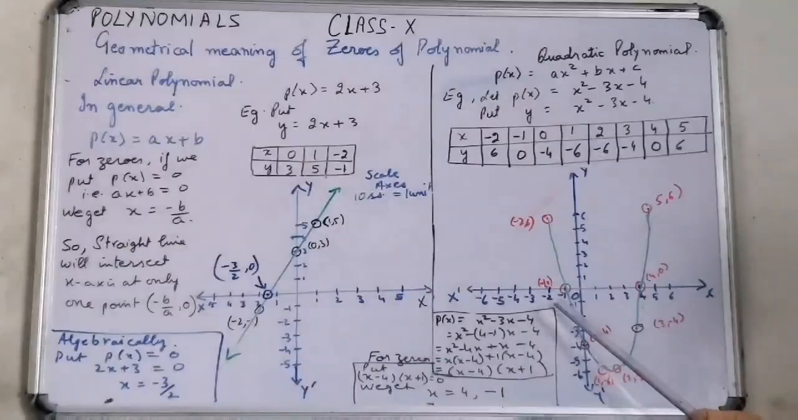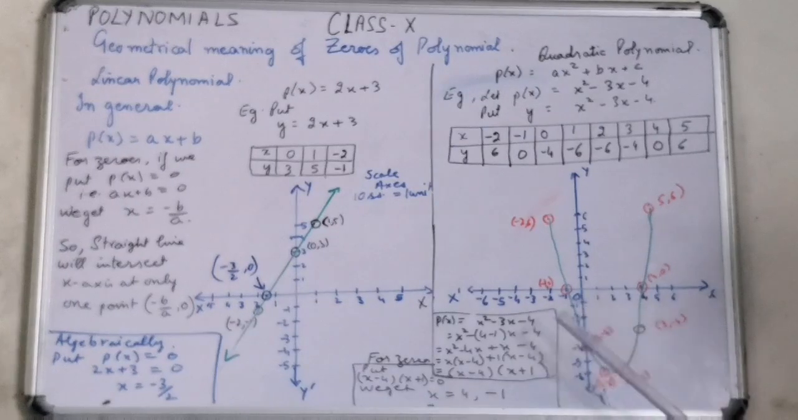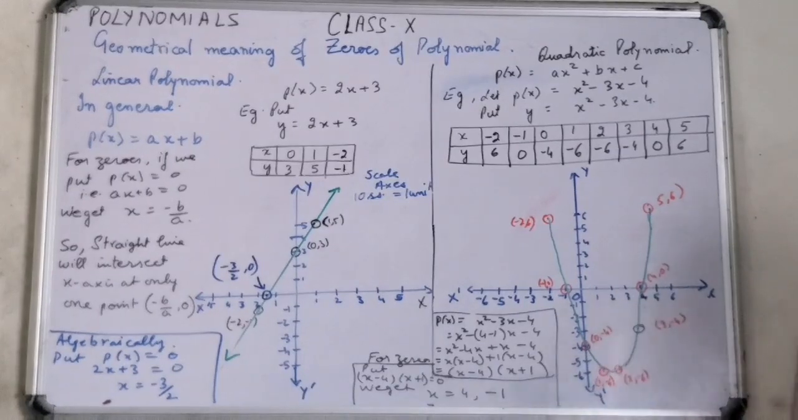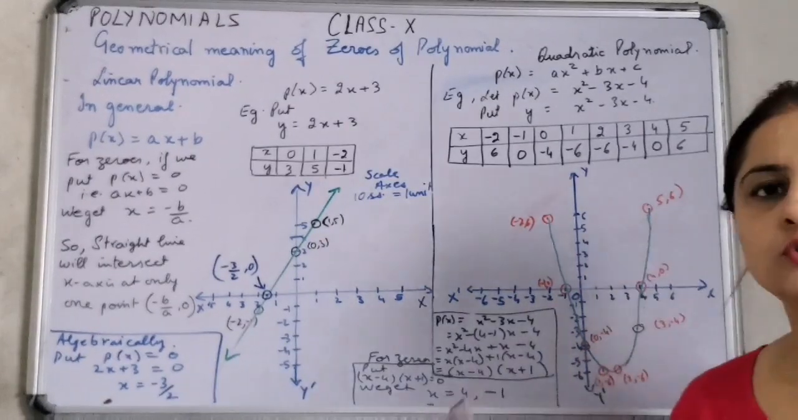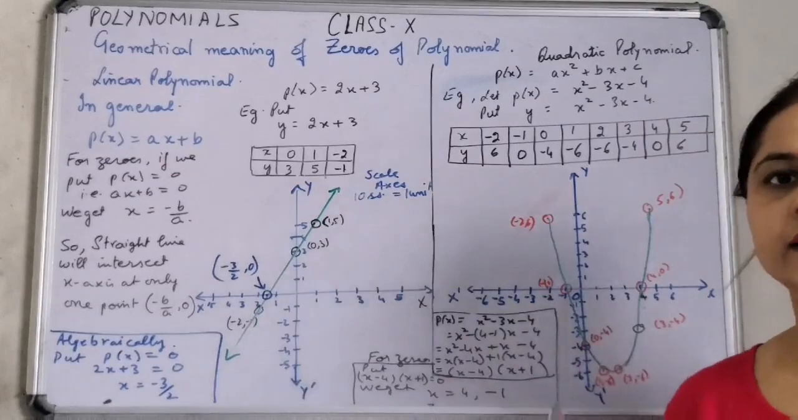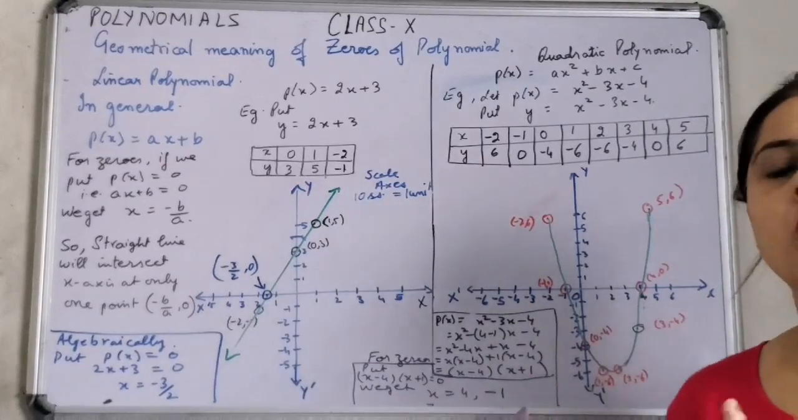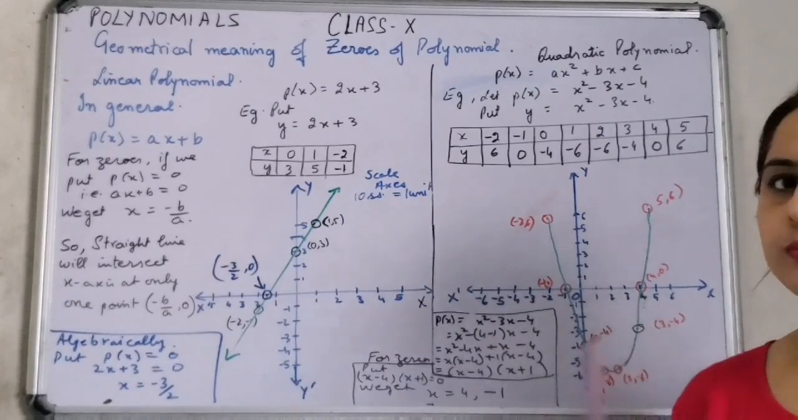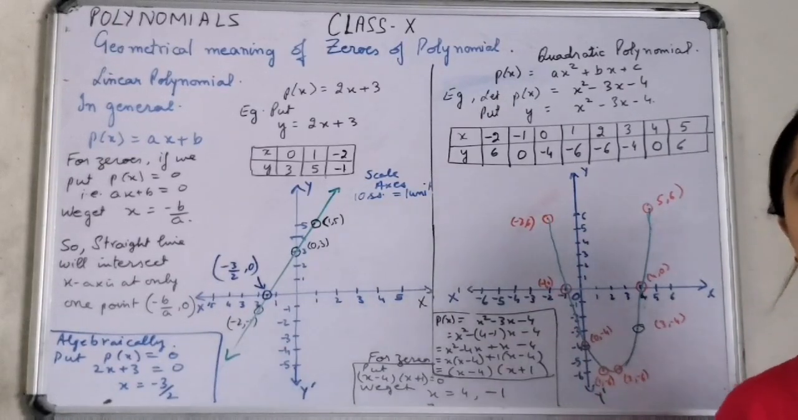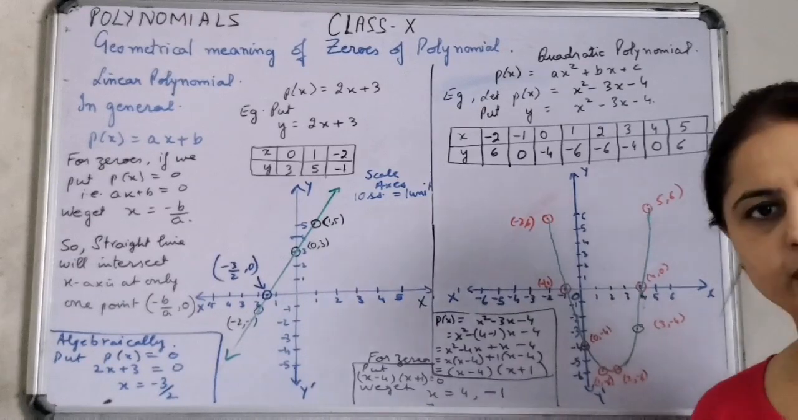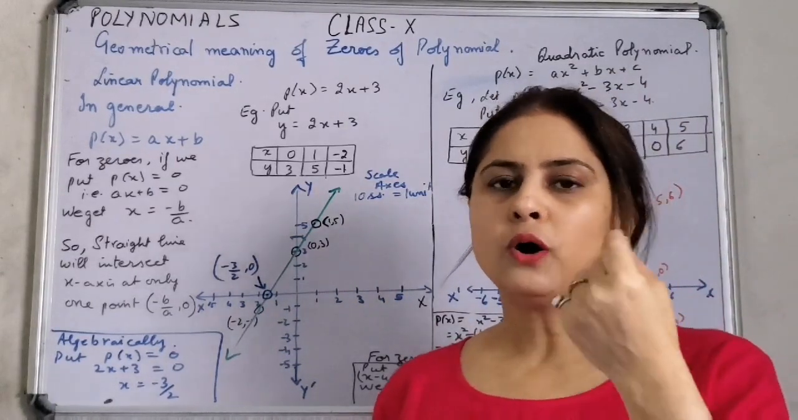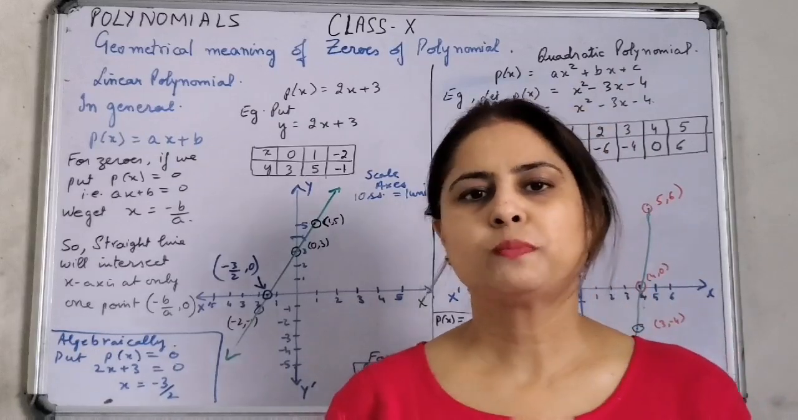You can see that the parabola is intersecting the x-axis at minus 1 and 4. So this is how the algebraic technique and the geometrical technique come up to the same result, however different the way is. Again, I repeat, you are not supposed to draw the graphs. You will just be given the drawn graphs from where you will have to identify how many zeros a given polynomial has.